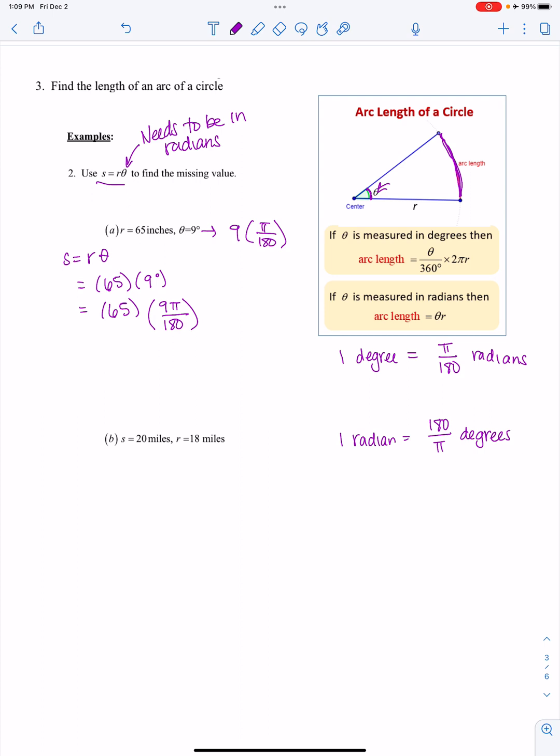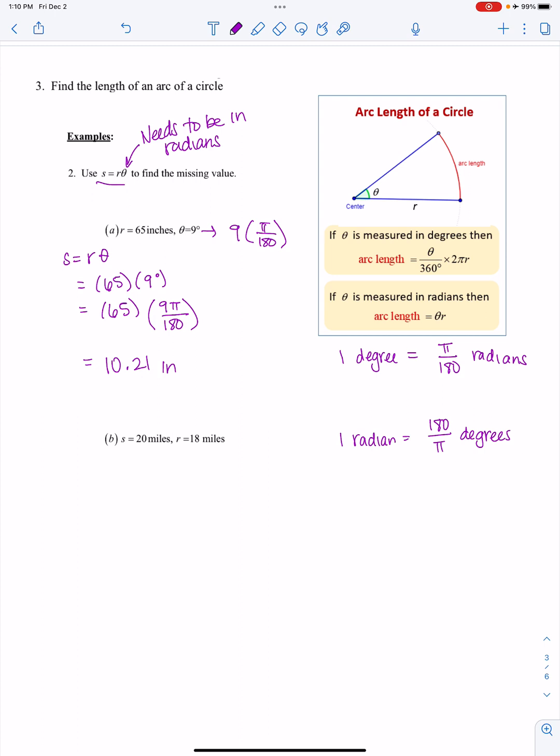Now if I multiply all of this out, this will give me about 10.21 inches. Go ahead and put that through your calculator and double check me, but we're going to get 10.21 inches. What does this mean? This means that if my angle is only 9 degrees and my radius is 65 inches long, then the distance around the circle that we've traveled is 10.21 inches. It gives us an idea of if you were moving in a circular motion, how far would you go if you only traveled 9 degrees around the circle.